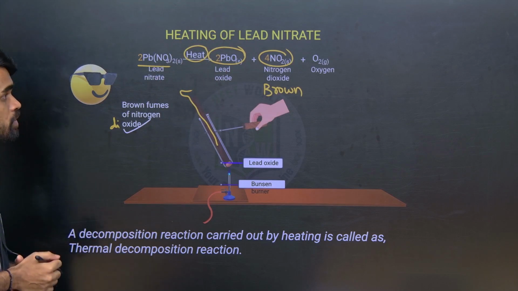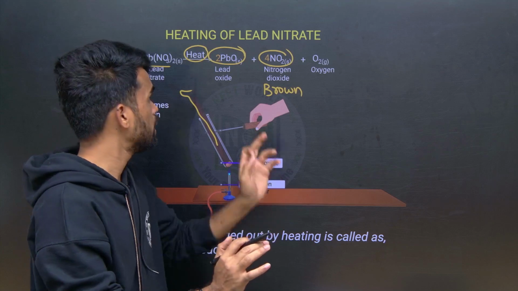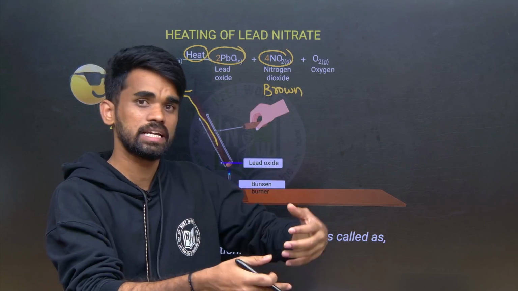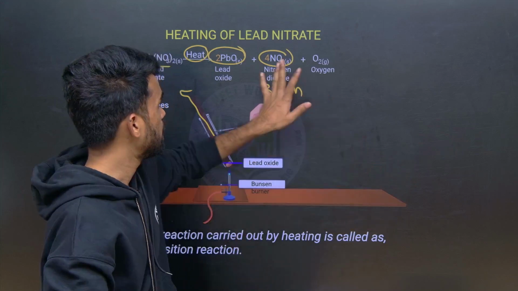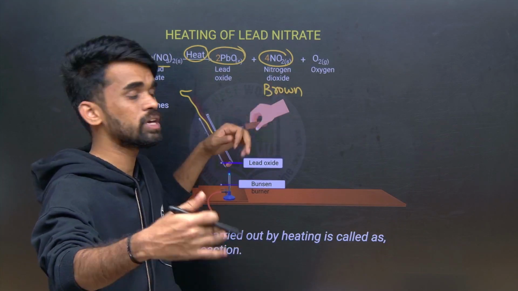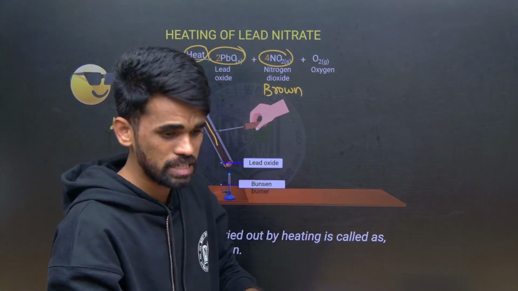Now one more thing I will be explaining. Just remember, NO2 has paramagnetic nature. I will tell you what that paramagnetic nature is later. So just remember NO2, which is a brown gas, has paramagnetic nature. We will discuss paramagnetic nature and all these terms later.